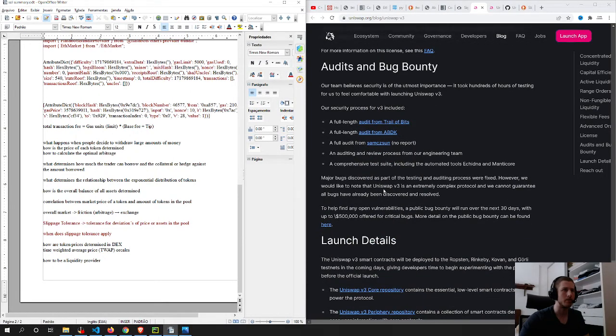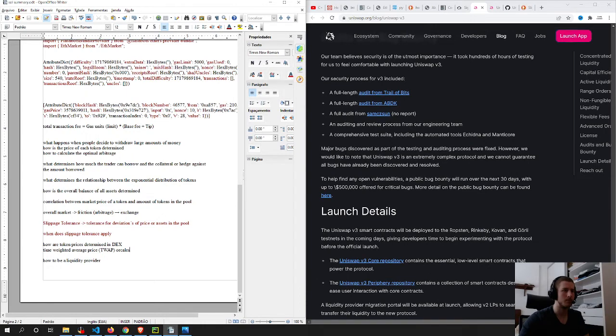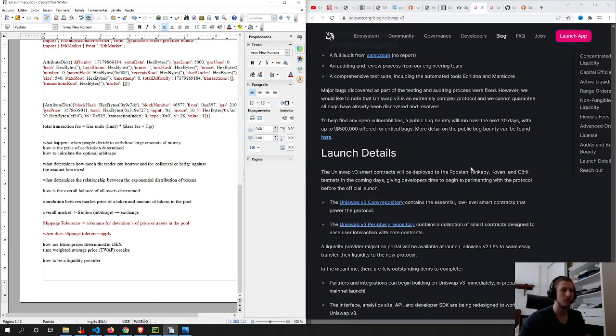Team believes security is of the utmost importance, so this is another opportunity to make money. It's probably difficult, and less money should be made. Uniswap v3 is an extremely complex protocol and cannot guarantee all bugs have been discovered and resolved. Up to 500,000 offered for critical bugs.